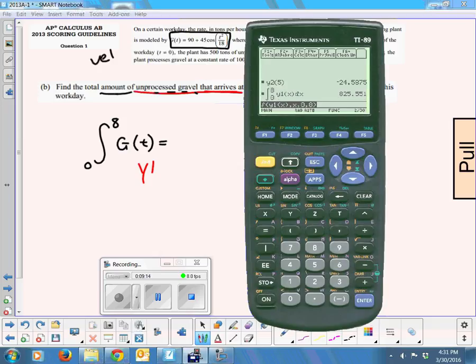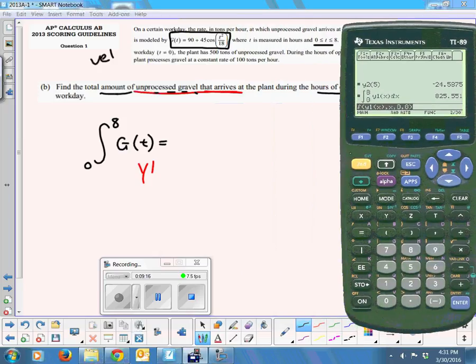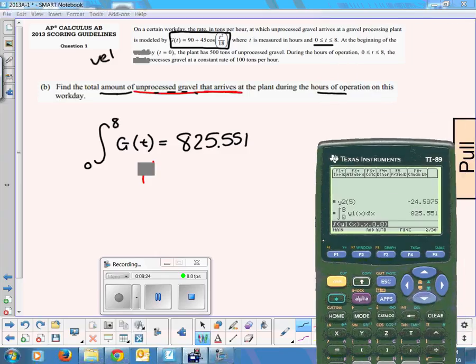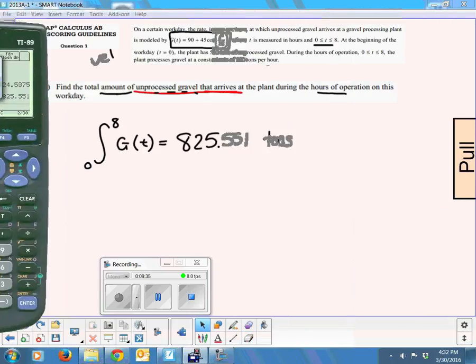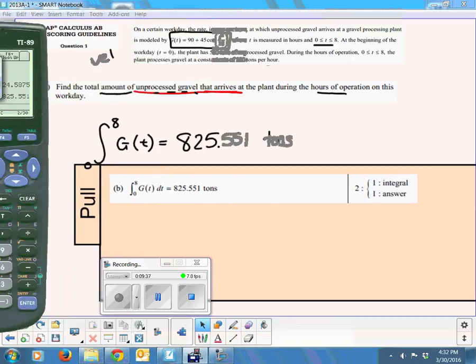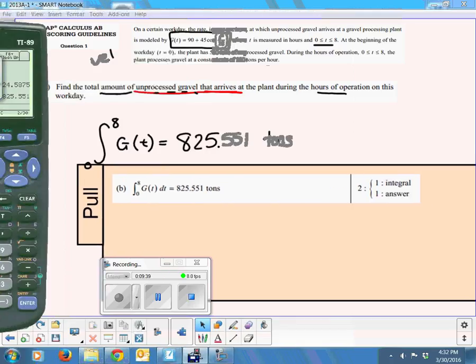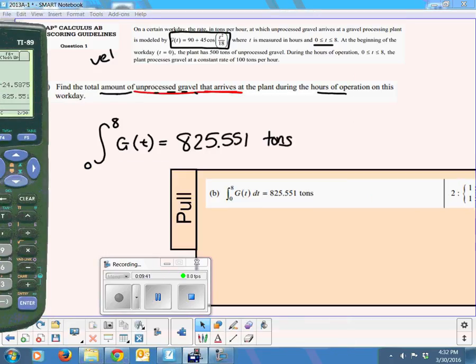As I say, if this were the real AP test, I'd be looking ahead at part C. And it says 825.551 tons. I would be shocked if we get more than 1 point. Maybe 2. Maybe they give you a point for the answer and a point for the setup, but I kind of doubt it. Let's see. Oh, 2 points! Dang, that's just amazing. 2 points for that.